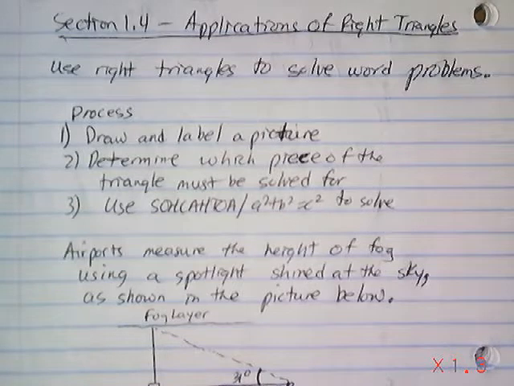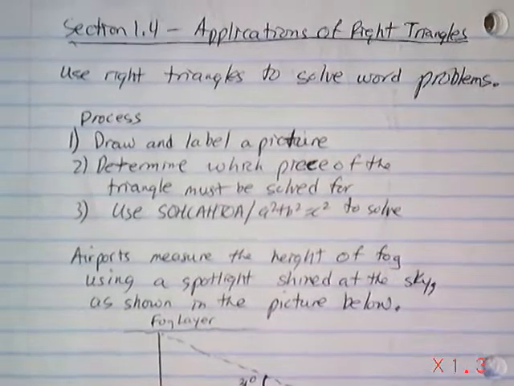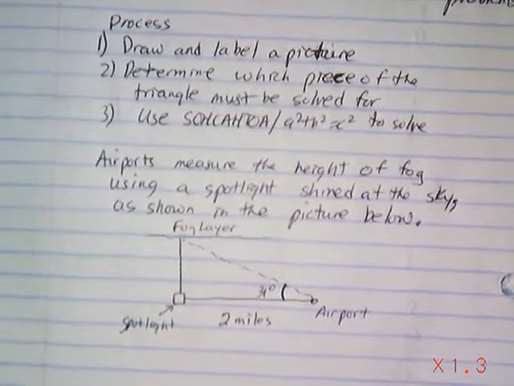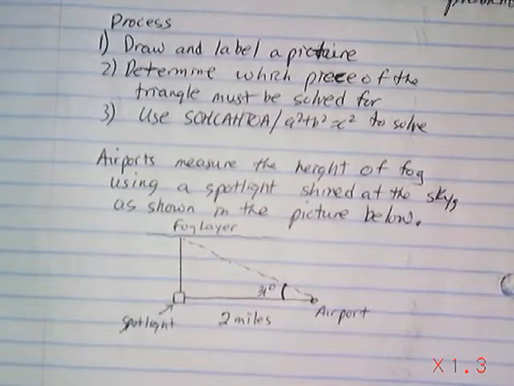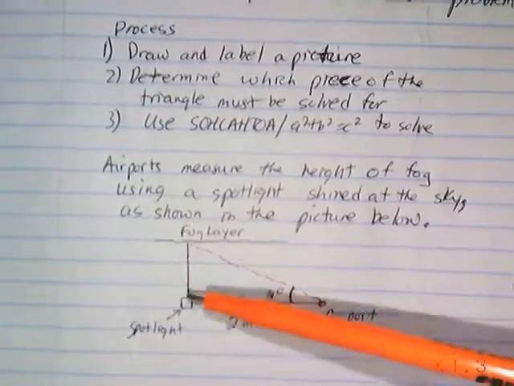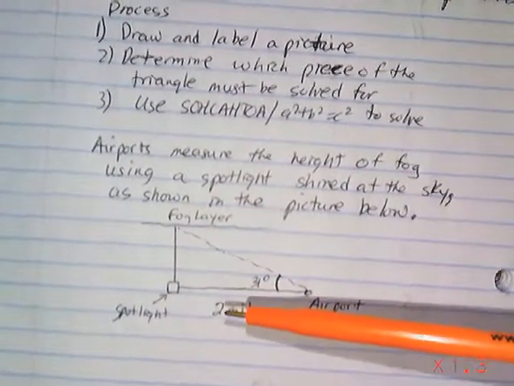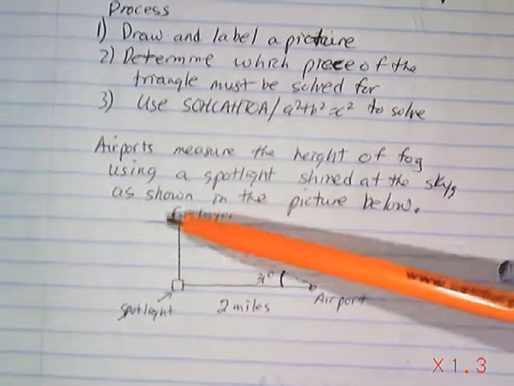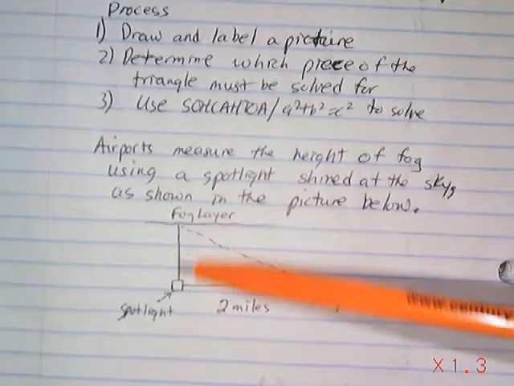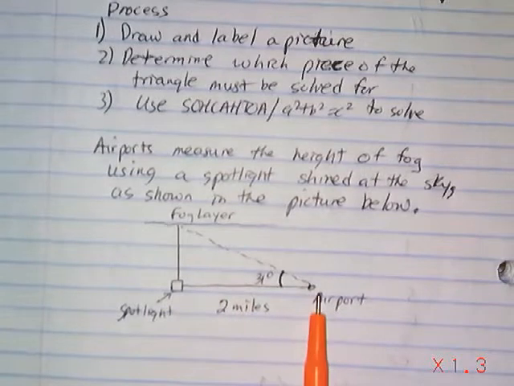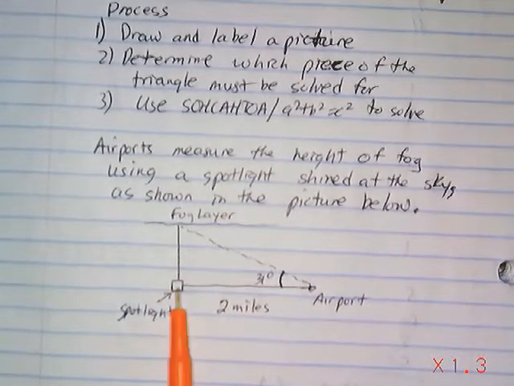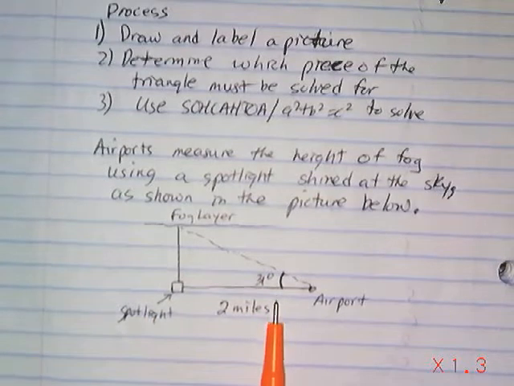All right, so airports measure the height of fog using a spotlight shined at the sky, as shown in the picture below. So they want to know, in order for planes to take off safely, how high this fog layer is. So they'll have a spotlight set up, and they know the distance from the airport to the spotlight. Say it's 2 miles in this case. Shined straight up at the fog, and then they are able to measure this angle with their instruments. They can measure this angle, and that is enough information for us to determine how high that fog layer is. So we want to know how high is the fog layer.